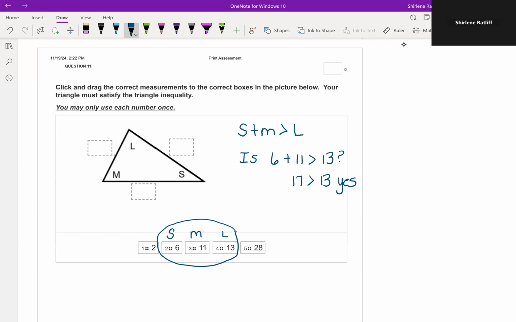Now I've got to put them in the right place. The smallest side length has to go across from the smallest side, so the 6 has to go in this box. The medium side length has to go across from the medium angle, so the medium 11 is going to go in this box. And finally, the largest side length, the 13, must go across from the largest angle. So the 13 is going to go in this box here.